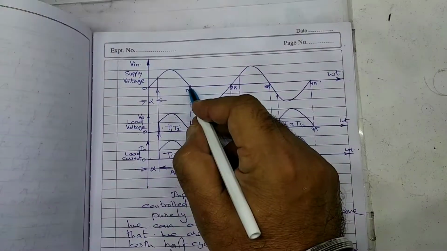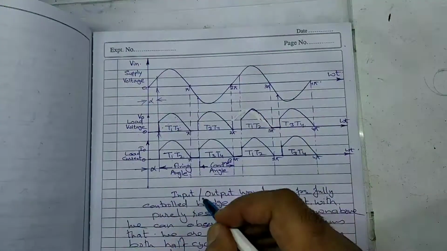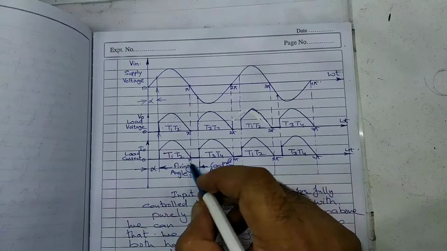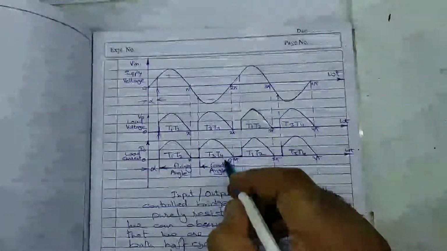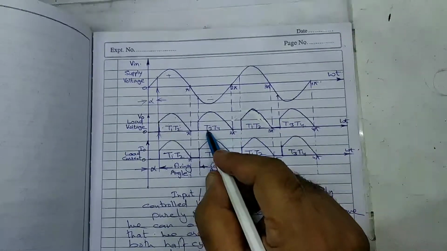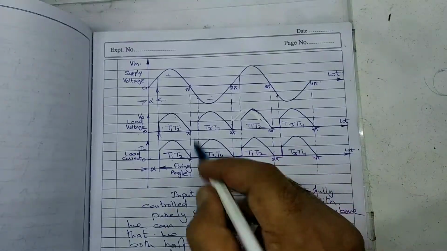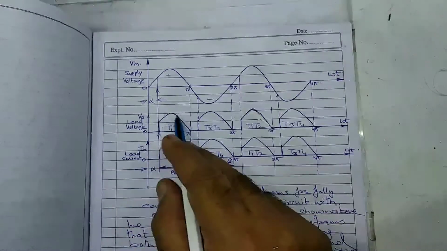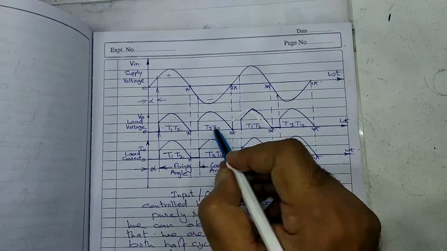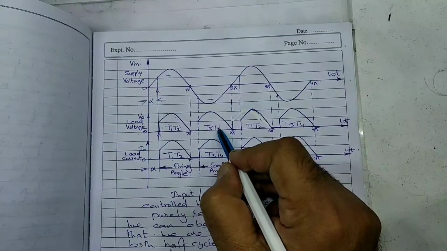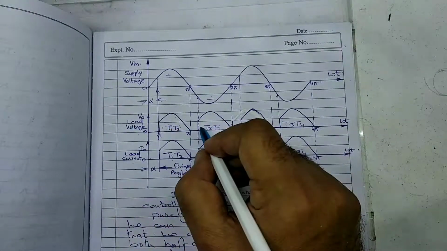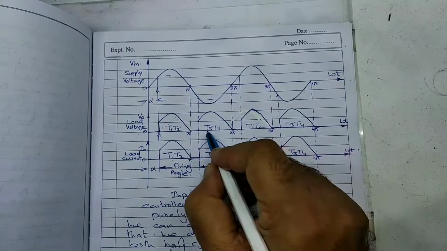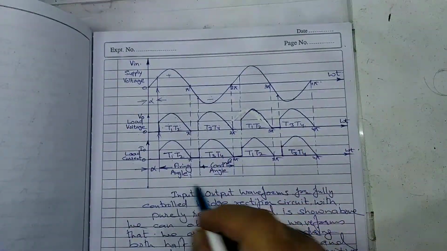Similarly, at pi, both T1 and T2 turn off. Now, in the second half cycle, this is the negative cycle, this is the positive half cycle. In the negative half cycle, T3 and T4 are forward biased, while T1 and T2 are reverse biased. They remain off, and after getting a gate pulse, T3 and T4 turn on, therefore we get load voltage across the load due to conduction of T3 and T4.